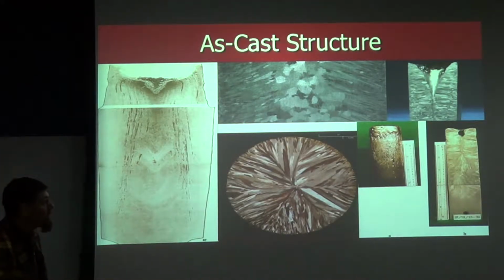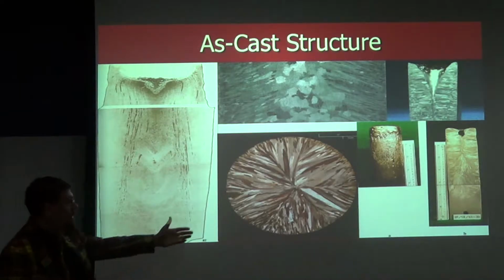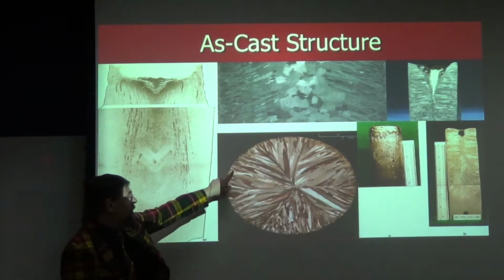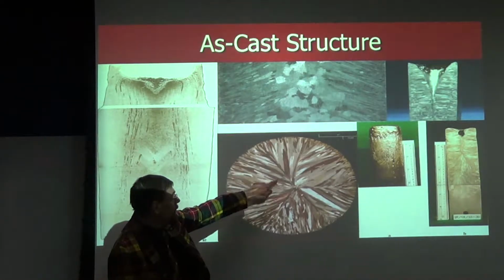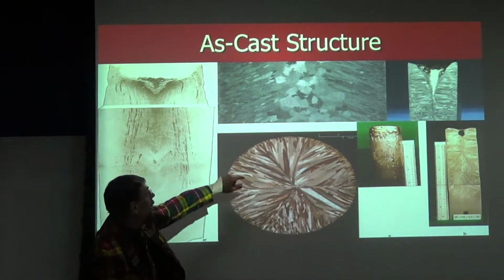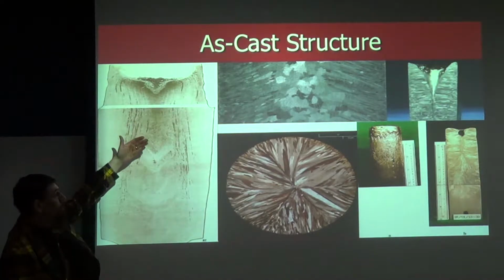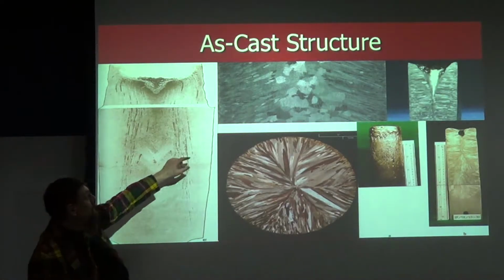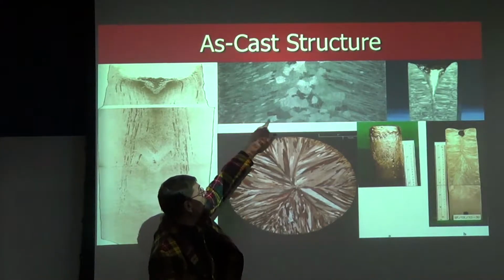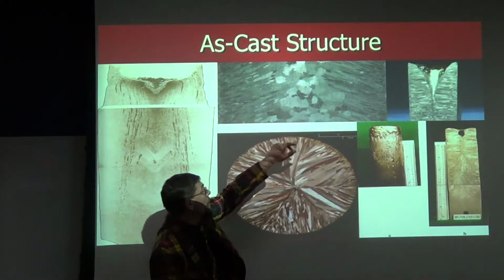So here are some cross-sections of various ingots. This is a transverse cross-section of some copper. You can see the columnar grains that are oriented radially. Here we see a longitudinal section, and what I mean by that is they've sectioned the ingot lengthwise. So here you can see, again, columnar grains, and then going into equiaxed grains in the center.